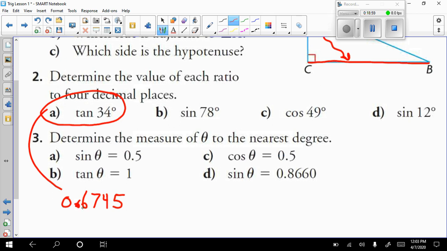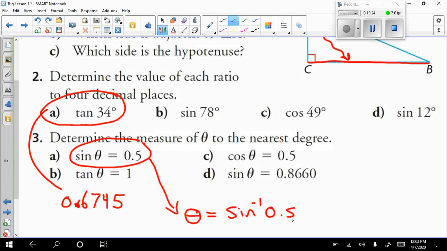For 3, it says determine the angle. So this is where we have to do the opposite thing. I'm going to do this one. We're told that sine of theta is 0.5. So remember, if I just want the angle, we're going to do what's called the inverse, or the second inverse. And they put this little negative one there to show that they're doing the inverse of 0.5.